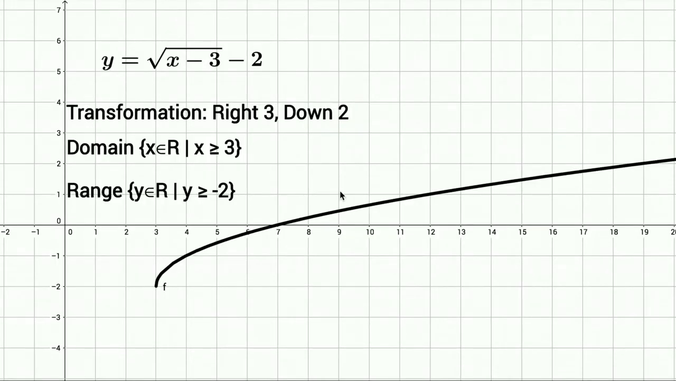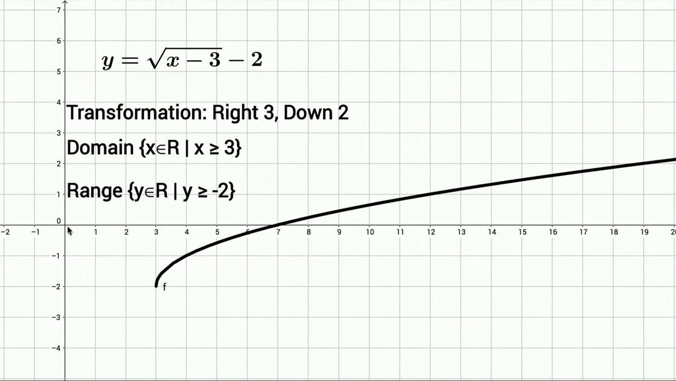Question number 3. Y equals the square root of x minus 3 minus 2. By this point, I'm assuming you are very comfortable using the transformations. Numbers operating with the x tell you left or right. A number outside the radical expression tells you up or down. So x subtract 3, 3 is a positive number, so we move everything right 3 units. Minus 2, this number again is outside the radical expression. It's moving down 2 units.